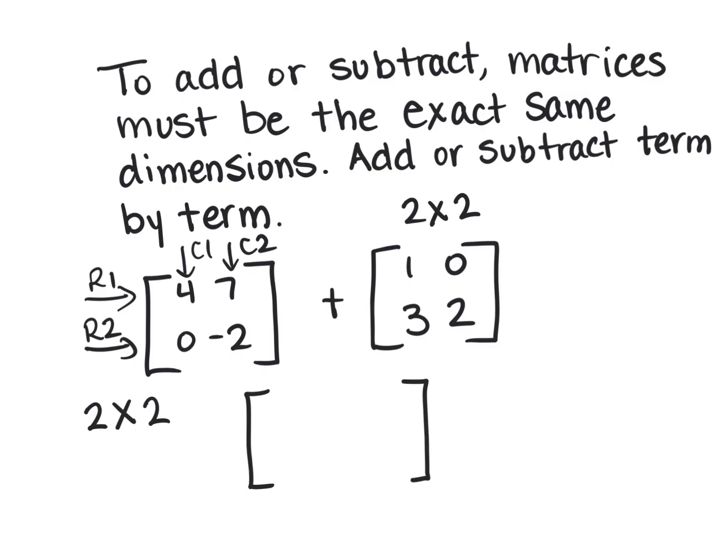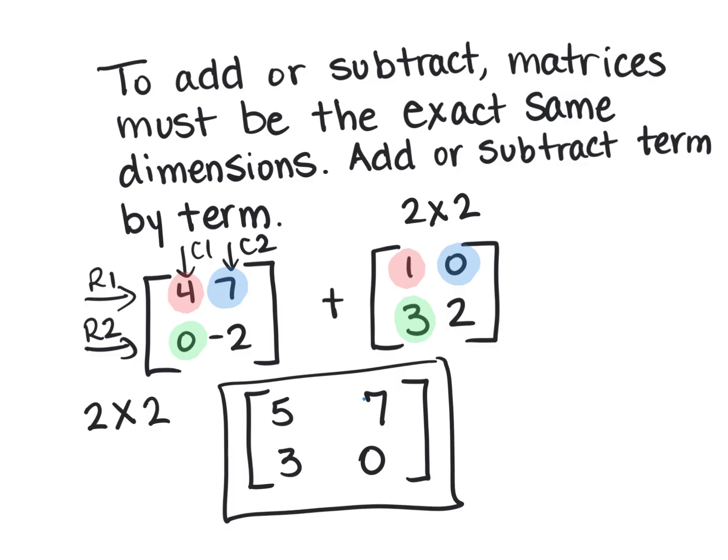So at this point, all we have to do is add up the ones that are in the same locations. So this is 4 plus 1. That's going to give me a 5. Then I have a 7 plus 0, so that's going to give me a 7. Then I'm going to have a 0 plus 3 will give me the 3. And then last but not least, you have negative 2 and 2, so that's going to give you a 0. So this would be your final answer for this question.